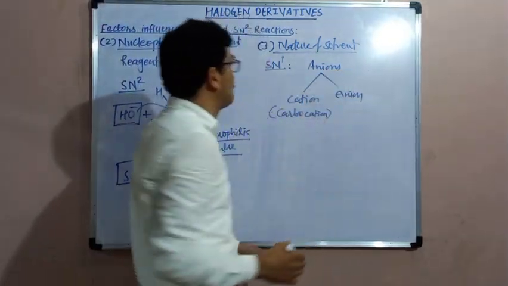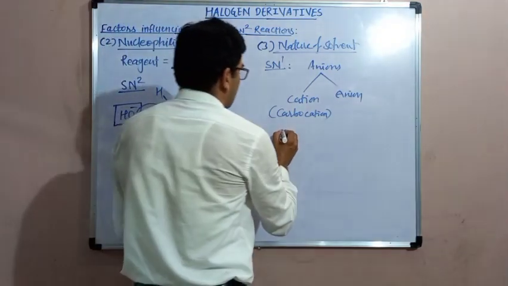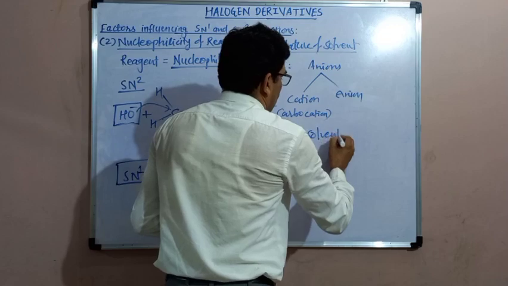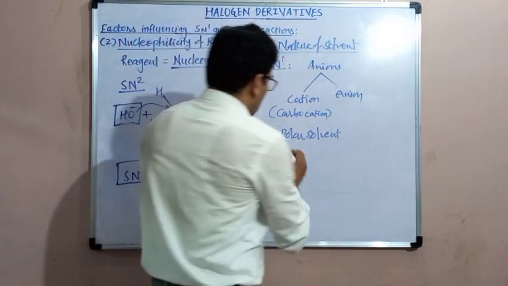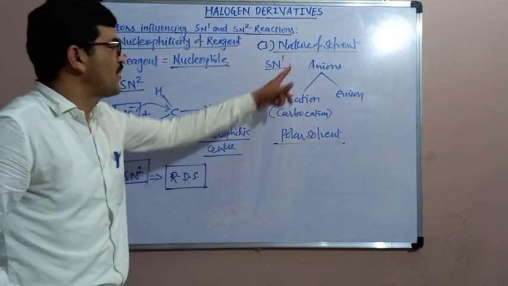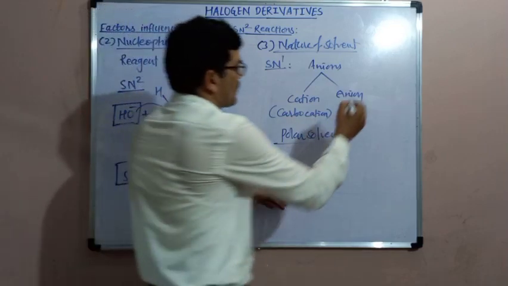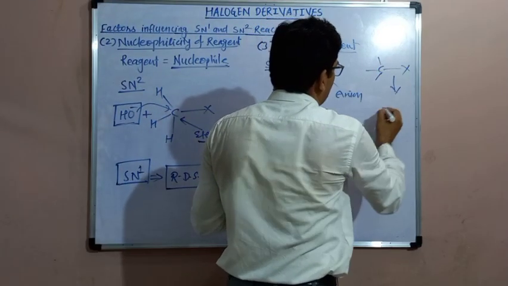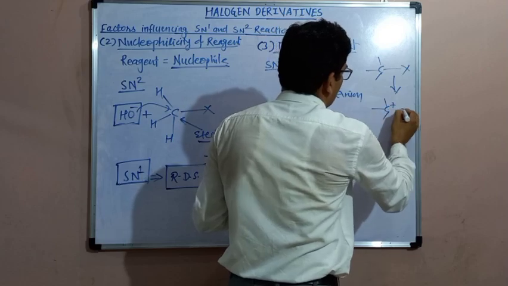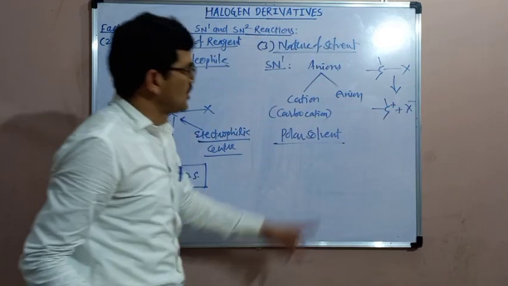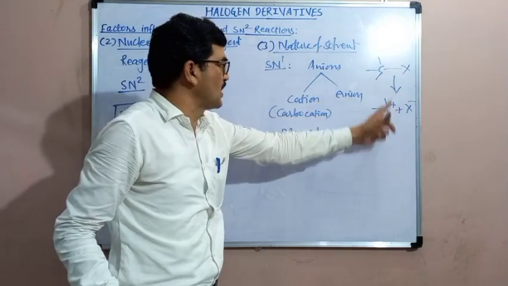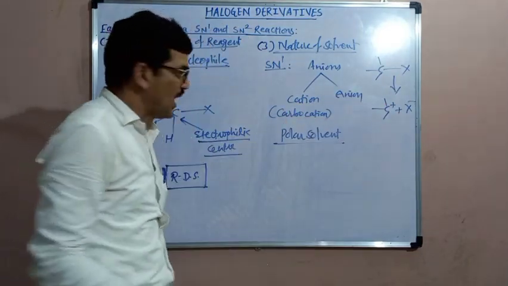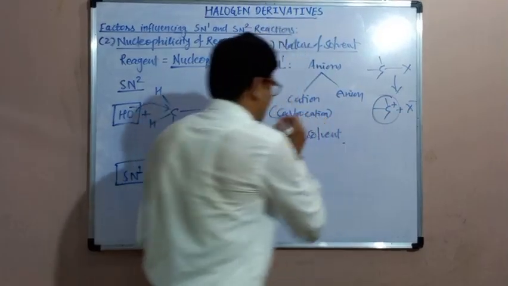is favored by a polar solvent. If the solvent is polar, then that polar solvent favors the ionization of the substrate. Suppose this is the substrate; it will get ionized in this way if the solvent is polar. In the presence of a polar solvent, the substrate is easily ionized to give the cation and anion, and this cation is the carbocation.